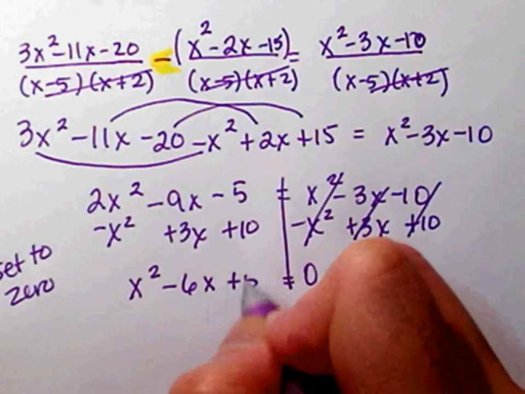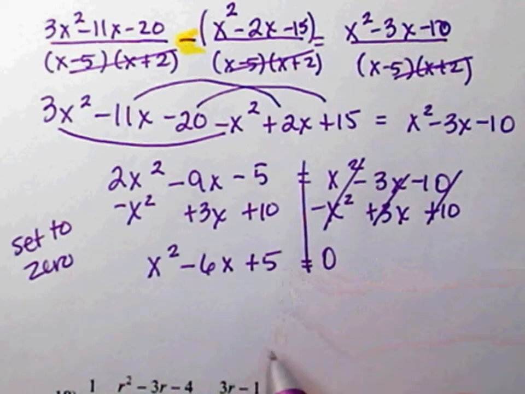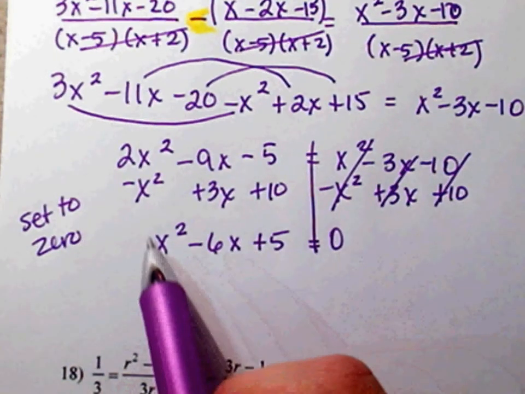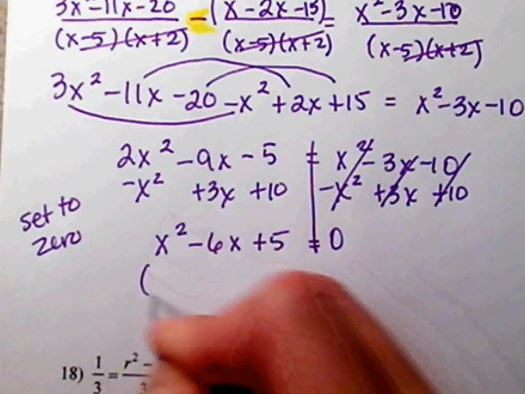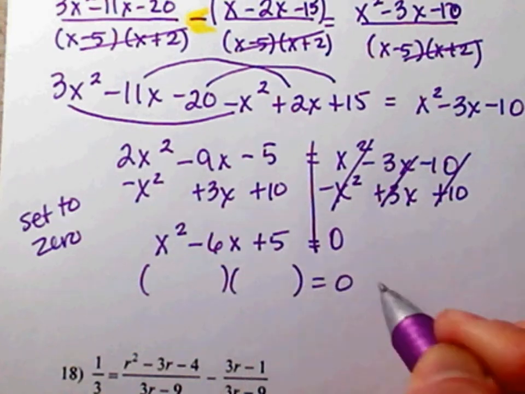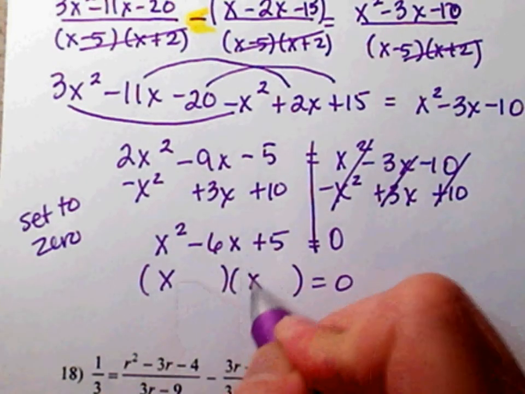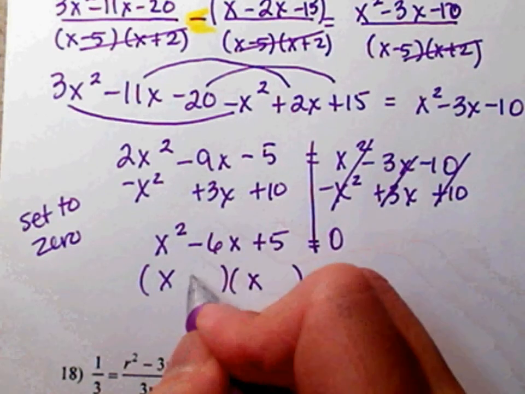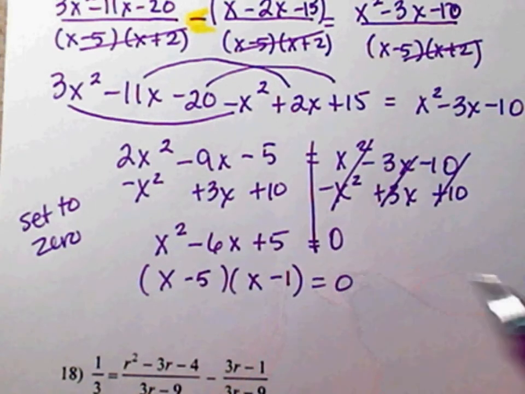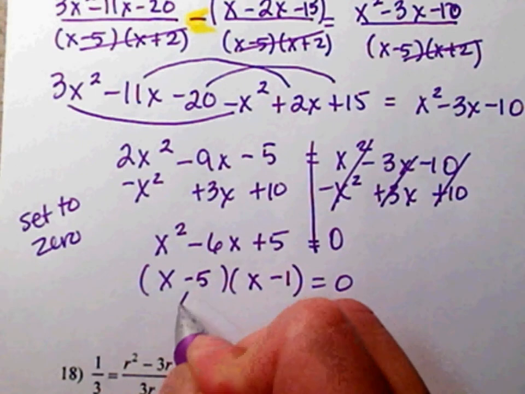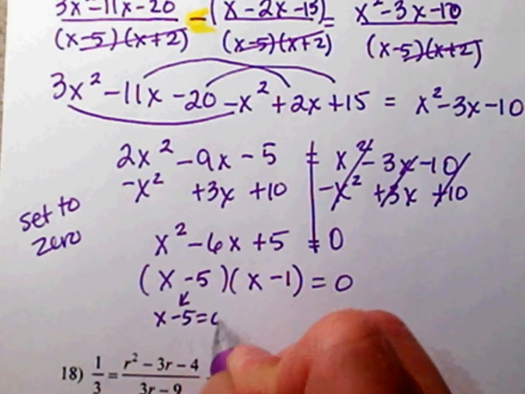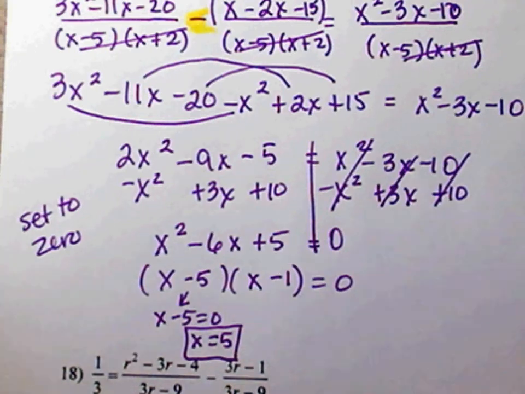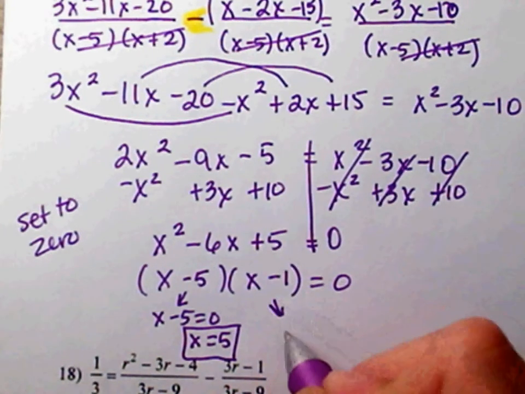Now, you can do the quadratic formula, or you can factor. Notice your a is 1. I am going to factor x and x. Two numbers multiply to give you a 5, and it's going to add to give you 6. Negative 5, negative 1. Okay? Set this one equal to 0. x is equal to 5. Set this one equal to 0. x is equal to 1.